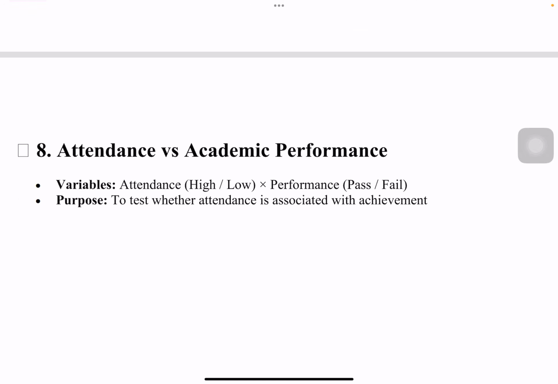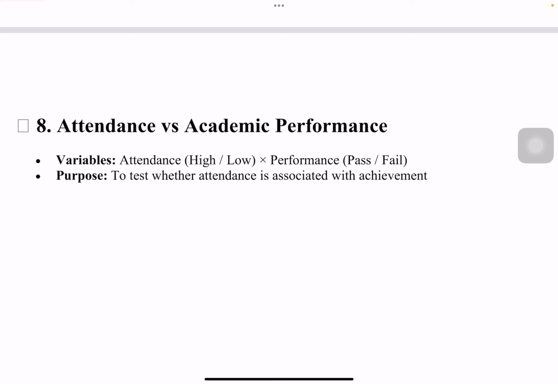Number 8, attendance versus academic performance. Variables: attendance, high, low, multiplied by performance, pass, fail. The purpose is to test whether attendance is associated with achievement. It means either there is an association between attendance and academic performance, or they are independent. It means that there is no significant association.